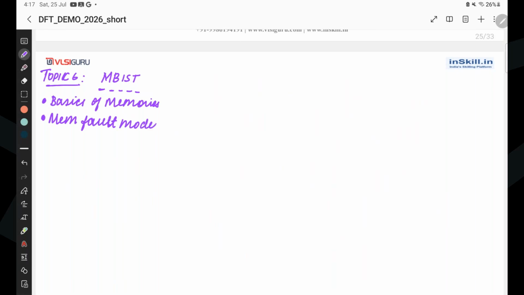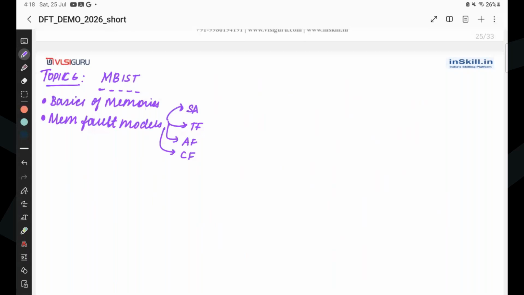So what is the stuck-at fault model, transition fault model, address decoder fault, coupling fault? All those things we will understand. We'll understand about the memory fault models like stuck-at fault, transition fault, address decoder fault, coupling fault. All these fault models we will understand.